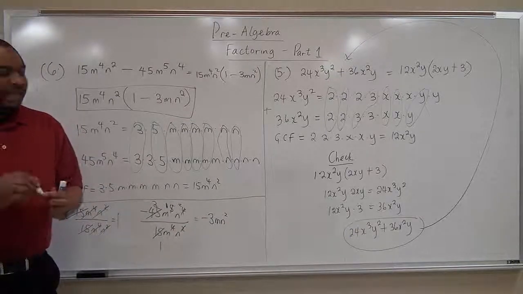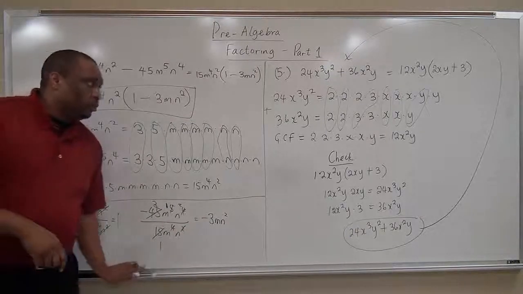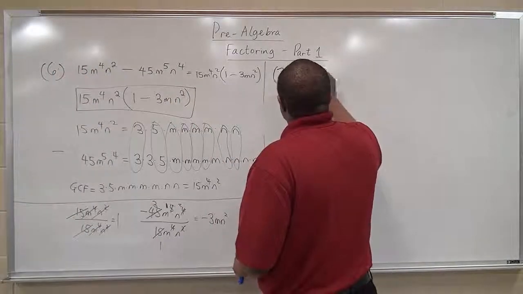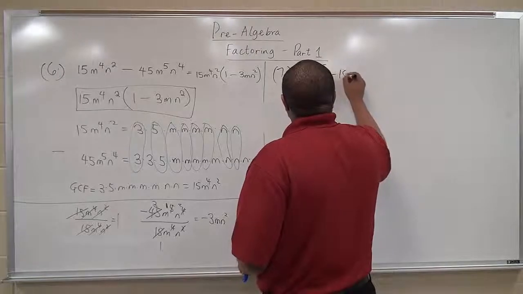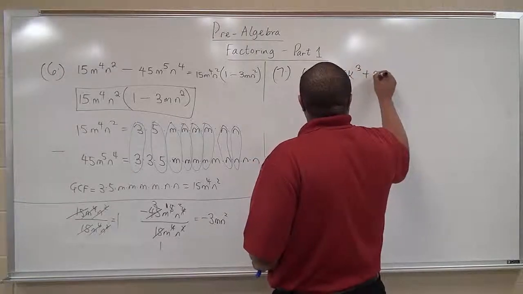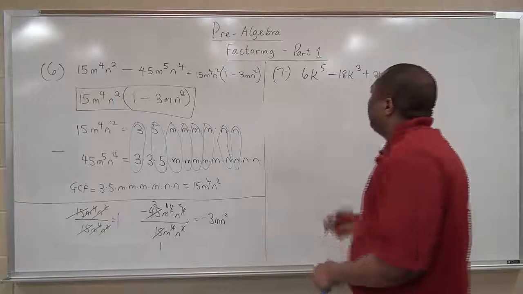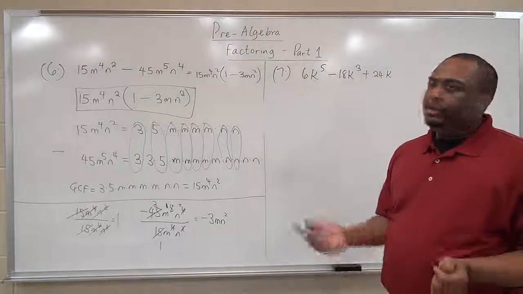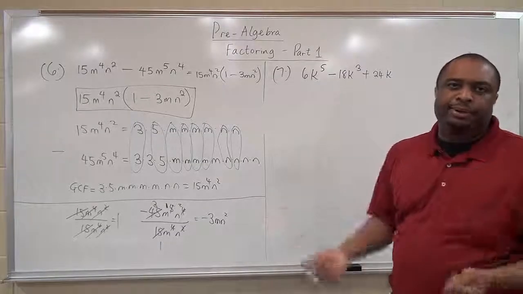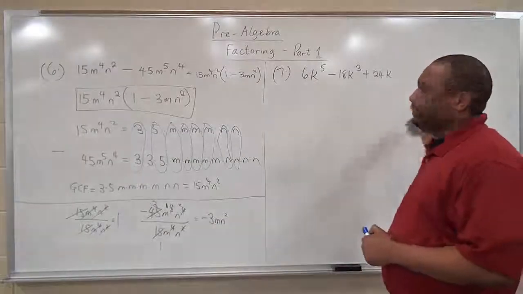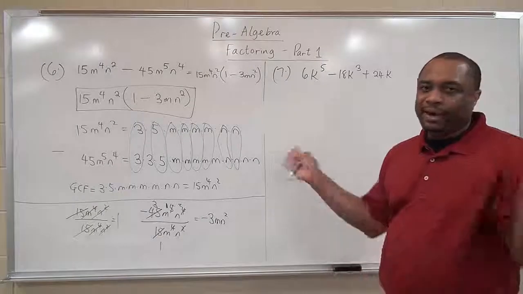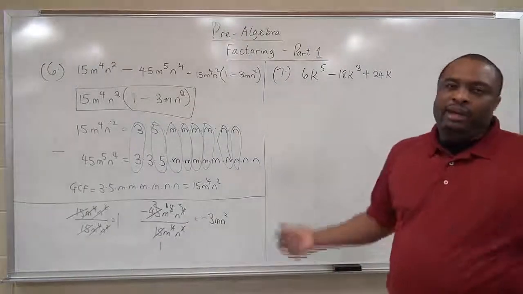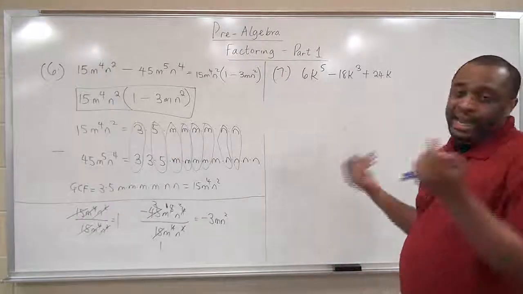Okay? Next question. Question 7. 6k⁵ minus 18k³ plus 24k. If you look at this, just look at it and tell me the GCF. 6, 18, and 24, come on. 6 is a factor of all of them, so 6 is the GCF right away. Then k⁵, k³, k. It tells you that it's k.